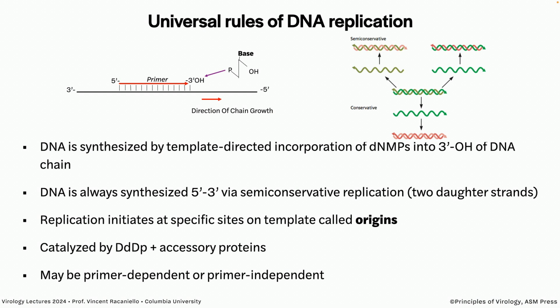And here on the upper left is a template, 5 to 3 prime, and there's a primer going from 5 to 3 prime, hybridizing to the template. And of course, the bases are added at the 3 prime end. So DNA is synthesized by template-directed incorporation of dNMPs, so dN could be A, C, G, T for DNA, monophosphates, into the 3 prime end of the DNA. And the DNA is always synthesized in a 5 to 3 prime direction. It is what we call semi-conservative replication, which means there are 2 daughter strands. We'll look at that in a moment.